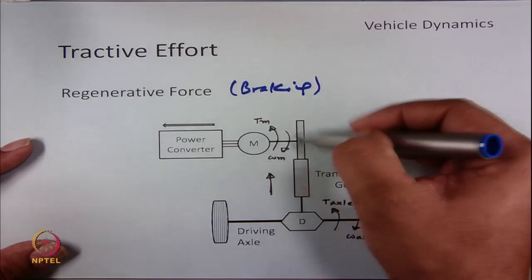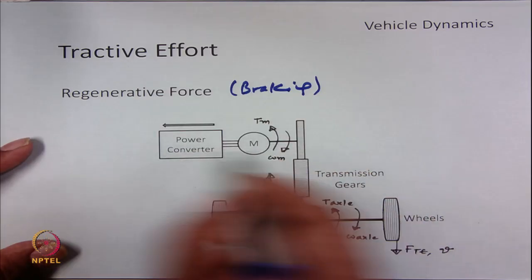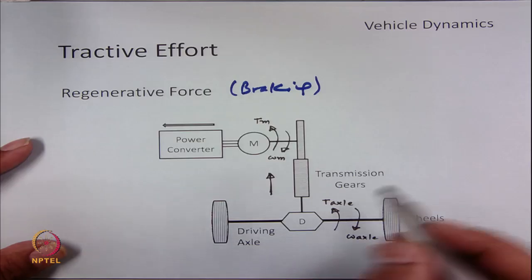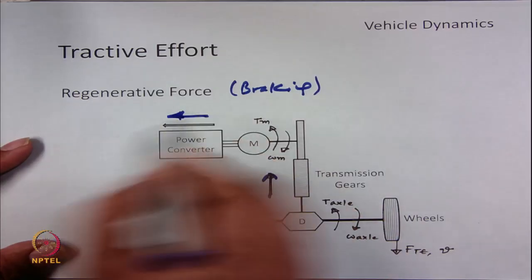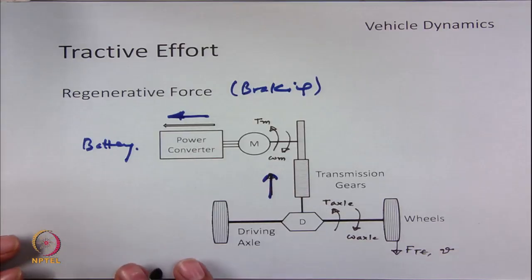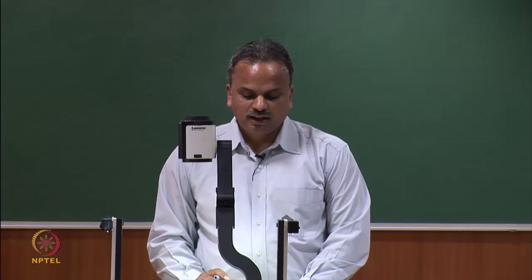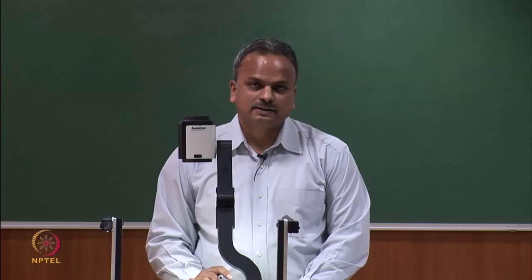Similarly, on the motor side, the power is transferred from the wheels to the battery through the electric drive train. So, the power is negative here. The power is flowing from here to the battery. So, that is all in today's discussion under the topic of tractive effort within vehicle dynamics.